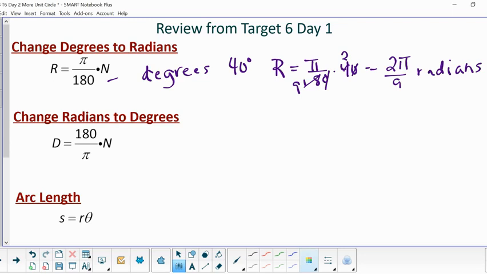Now, if you have something that's given to you in radians instead, then in this case, the N would stand for the angle in radians. A lot of times it'll be in pi form already, but sometimes it'll just be a number or a decimal, and that's fine too. So let's say you have an angle that is 3 pi over 5. If that's your angle in radians, then you are going to multiply that 3 pi over 5 by 180 over pi.